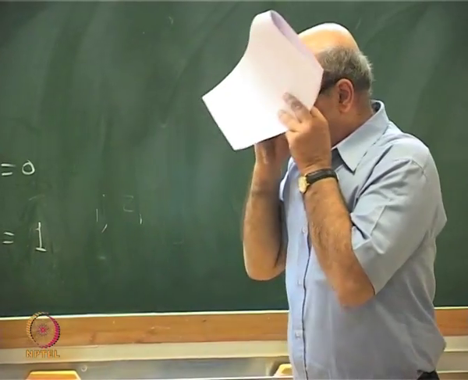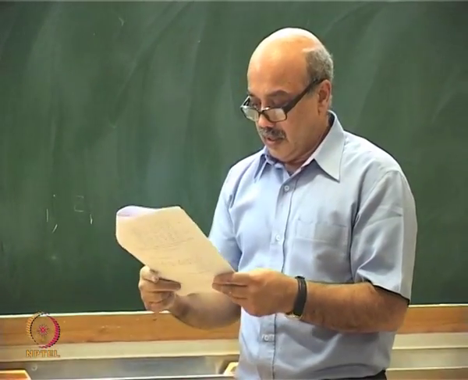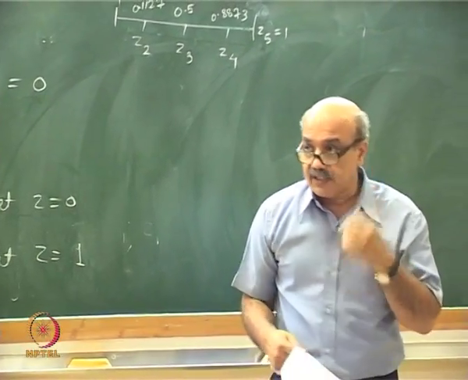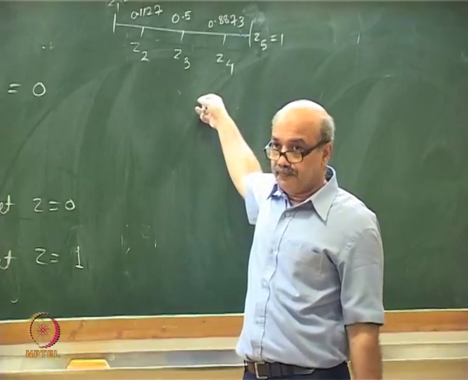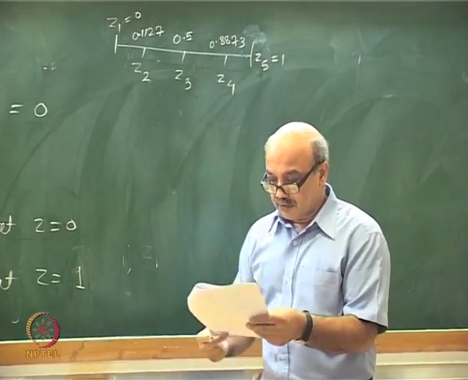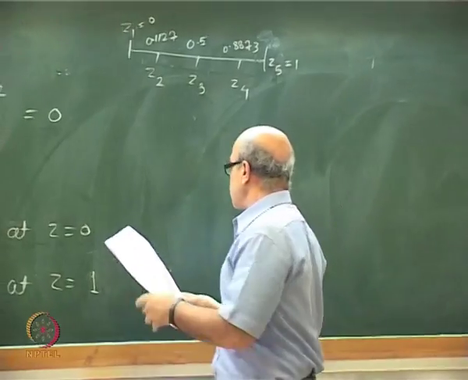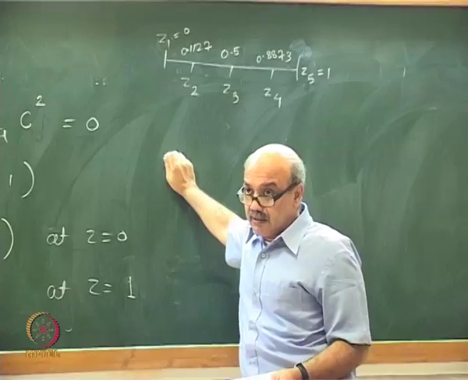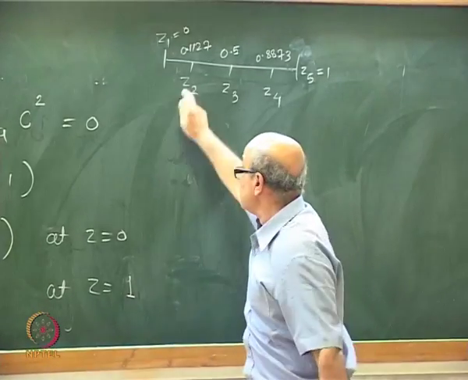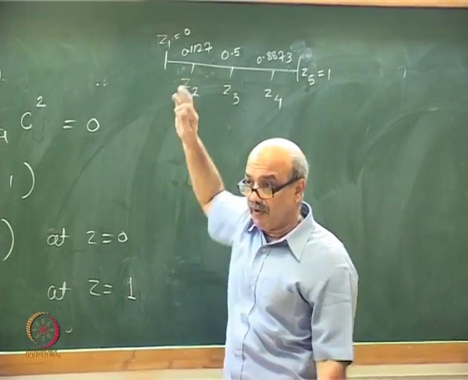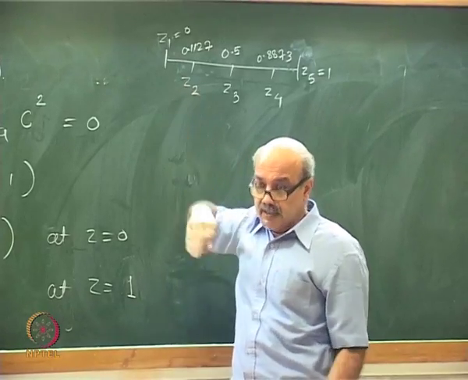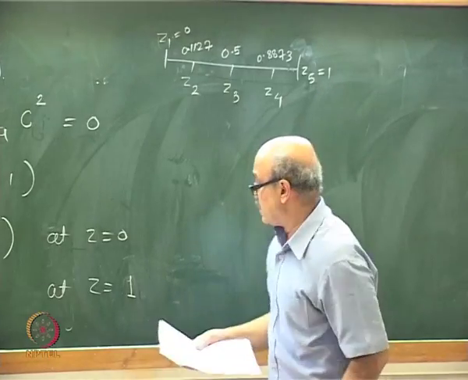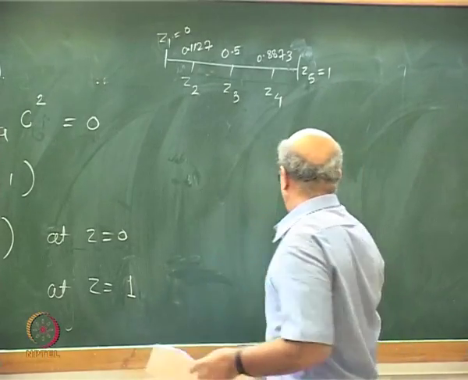Now, what is the first thing to do here? First thing to do is to compute the A matrix. If I compute the A matrix using these 5 points, it will be a 5 cross 5 matrix. Then if I compute the S and T matrices, I'll just write here a sample of the S and T matrix.